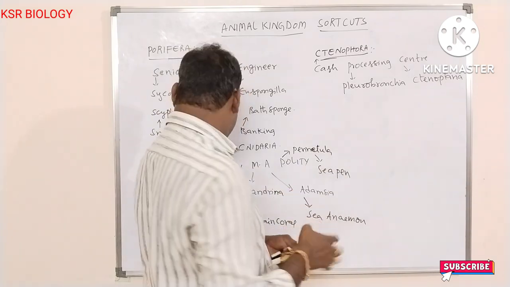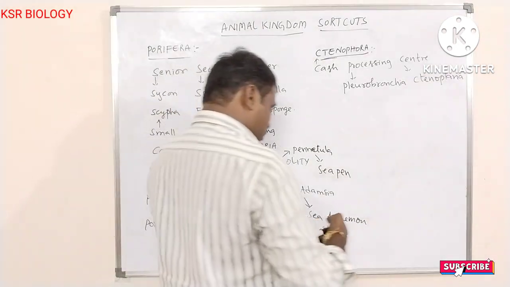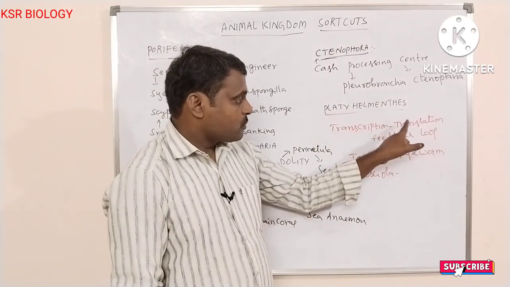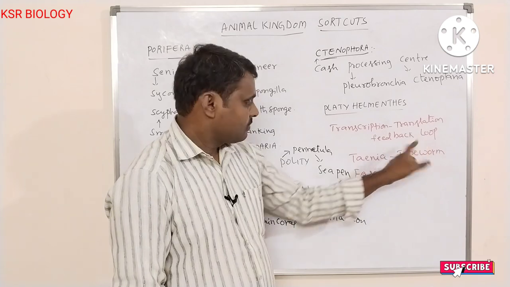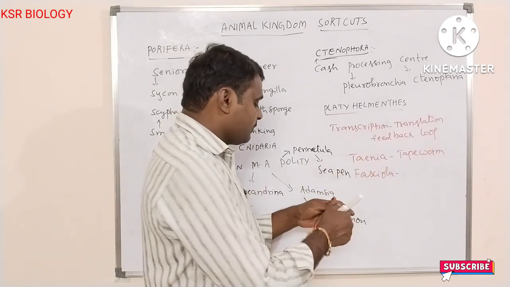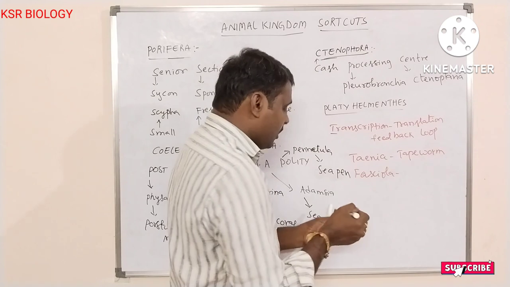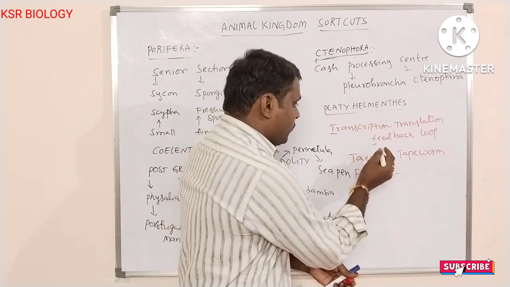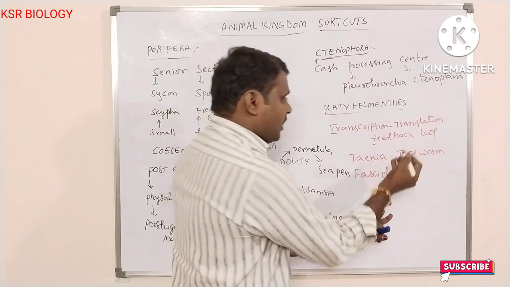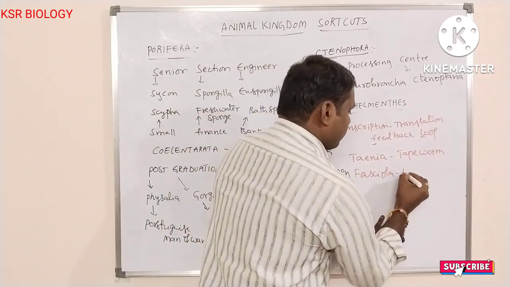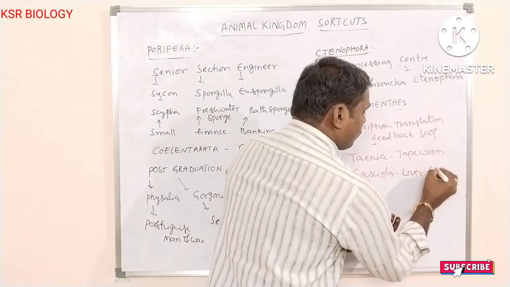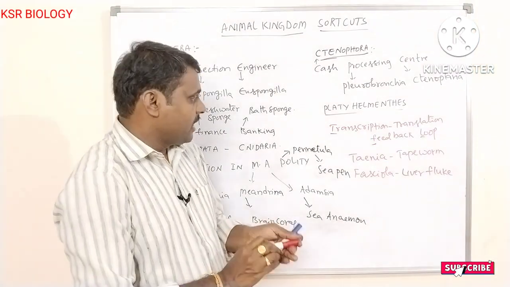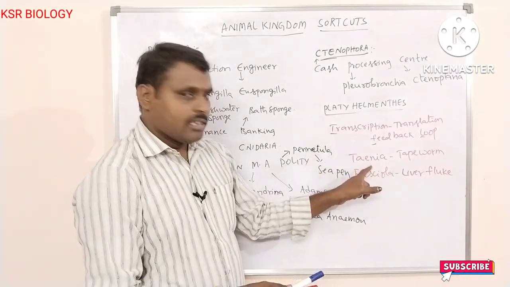The next one is Platyhelminthes. See, Platyhelminthes: Transcription, Translation, Feedback loop. So here T stands for Taenia, its common name is tapeworm, and F stands for Fasciola, its common name is liver fluke. So this is about Platyhelminthes and their examples and common names.